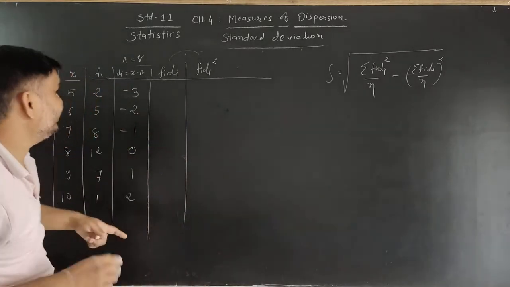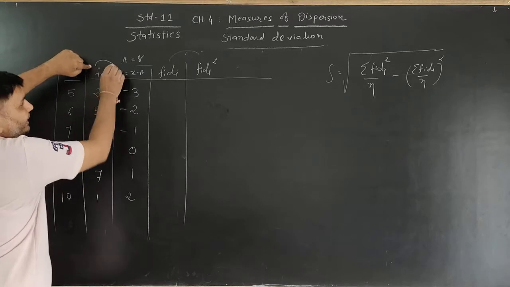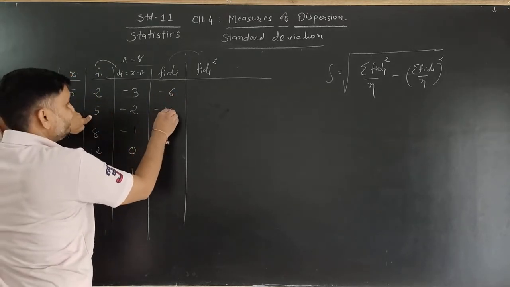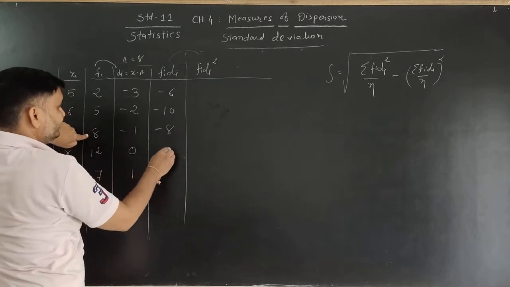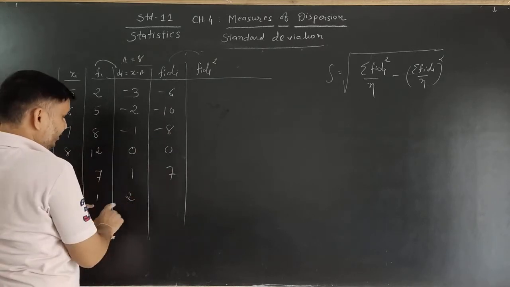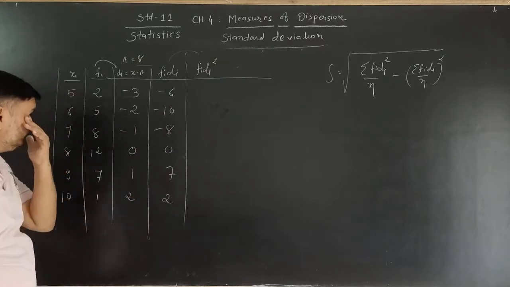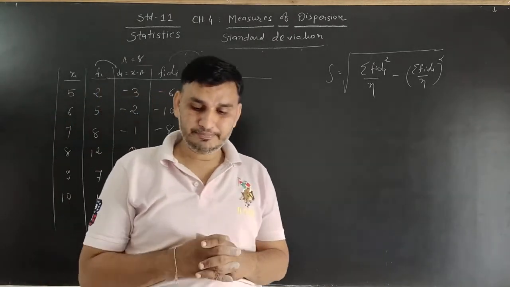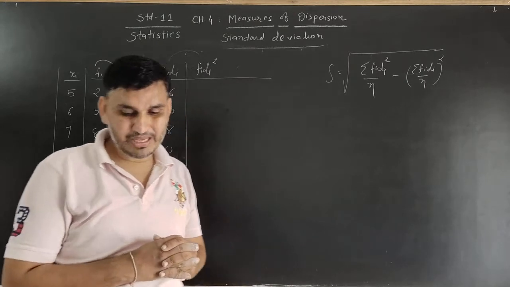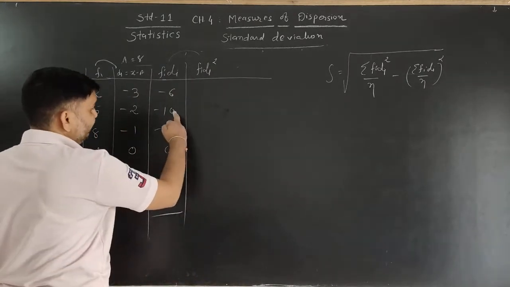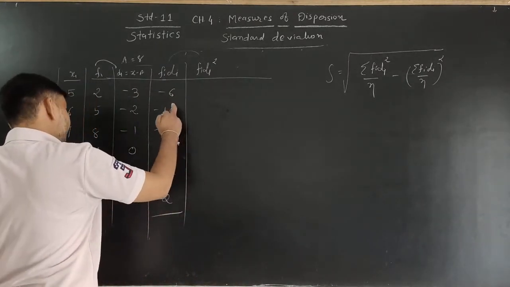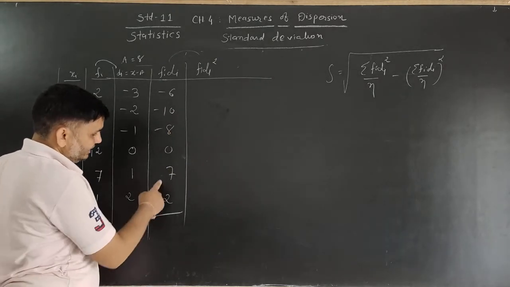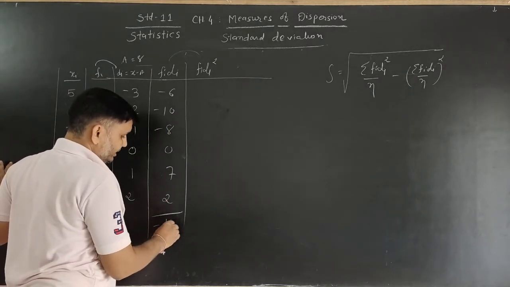So let's see. First fi di. fi di means multiply: 2 into minus 3 is minus 6, 5 into minus 2 is minus 10, 8 into minus 1 is minus 8, 0, 7 into 1 is 7, 1 into 2 is 2. So the value of fi di is minus 6 minus 10 minus 8 is minus 24, plus 9. The result is minus 15.